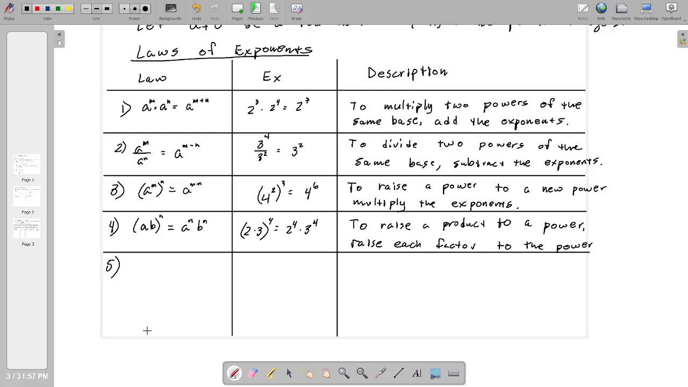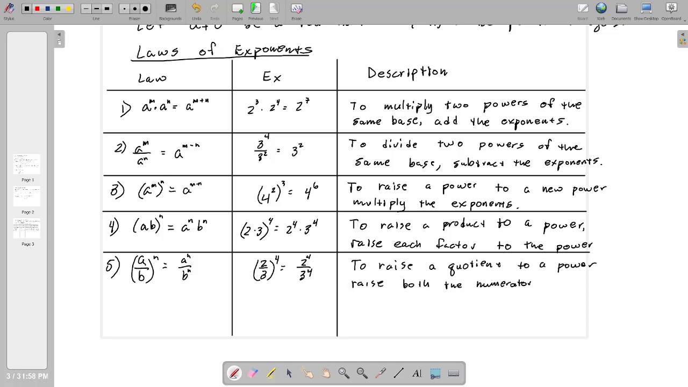Five, a over b to the nth power equals a to the n divided by b to the n. 2 divided by 3, to the 4th power, is equal to 2 to the 4th divided by 3 to the 4th. To raise a quotient to a power, raise both the numerator and the denominator to the power.